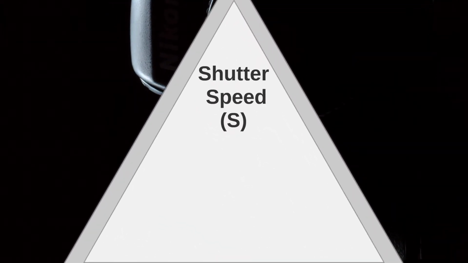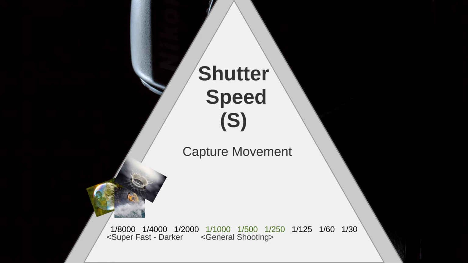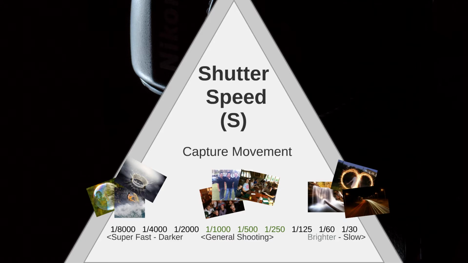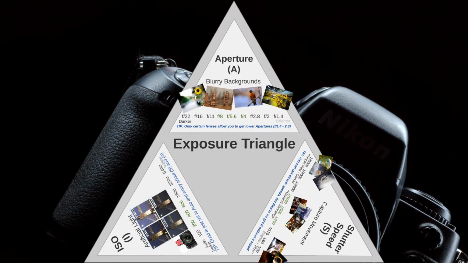Shutter speed. This allows you to capture movement. Your camera measures this in fractions of a second, from a super fast 1/8000th of a second to stop movement in its tracks to as slow as you want, allowing you to capture those majestic waterfalls or light trails. Here's another tip. If you need to shoot slower than 1/60th of a second, you'll need a tripod or to mount your camera somewhere. So that's the exposure triangle.